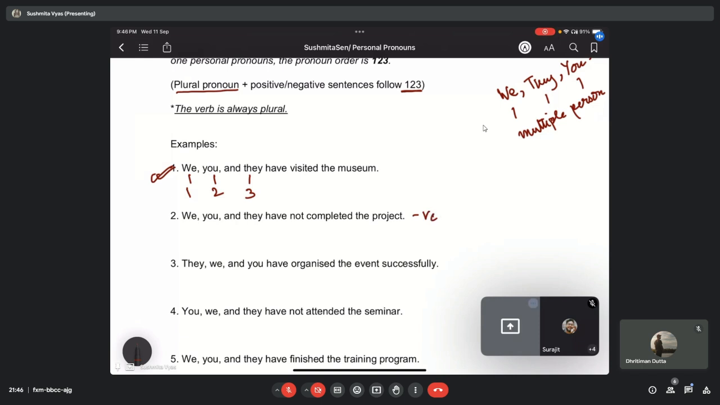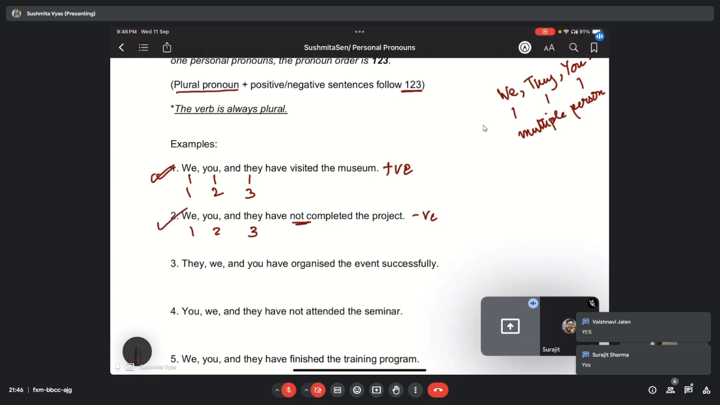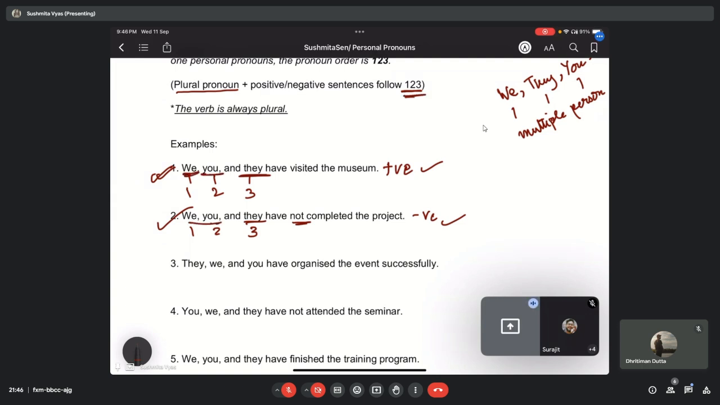Now this is a negative sentence: not completed the task. The positive sentence was following one, two, three order. So in this negative sentence, what is the order here? We is first person, you is second person, they is third person. So is this sentence correct? Yes, this sentence is also correct. It doesn't matter if it is negative or positive; since all the pronouns used here are plural, it will follow the one, two, three order.